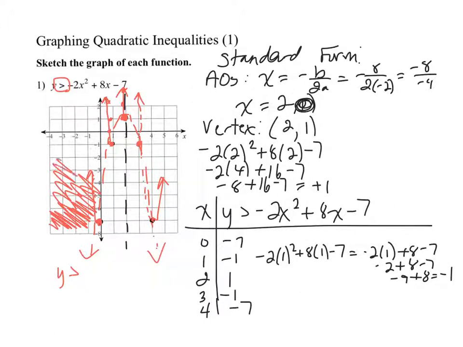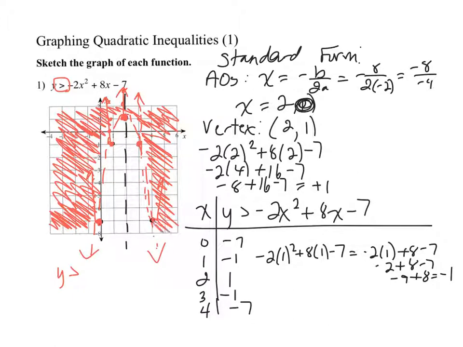So y is greater than, so I want all the y values that are higher than, or greater than, the y values that are on that parabola. So there's how you shade that.